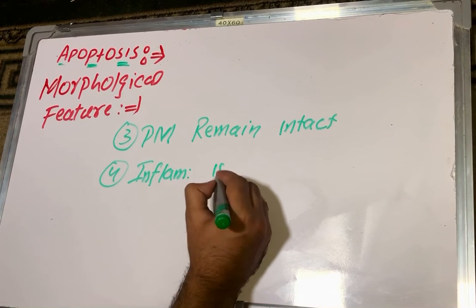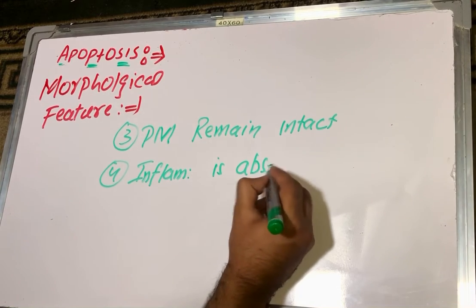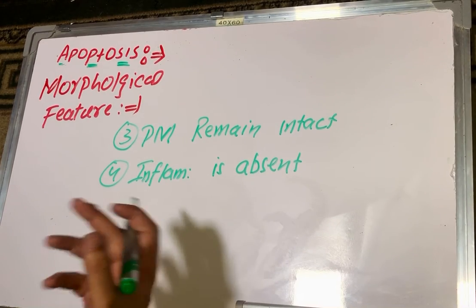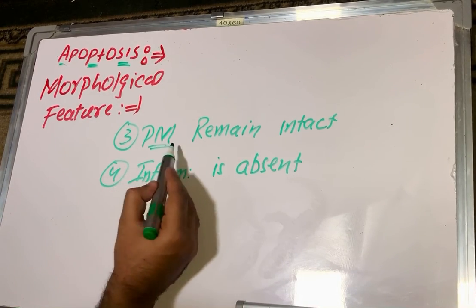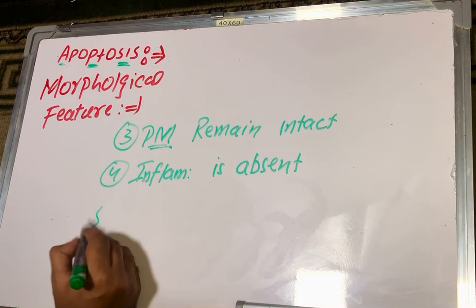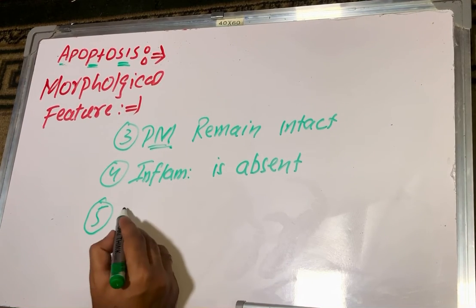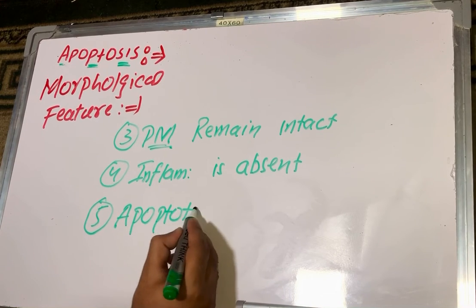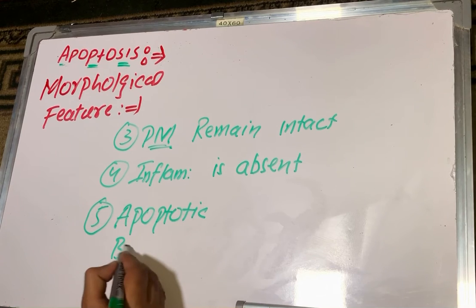Inflammation is absent during the process of apoptosis. Why is inflammation absent? Because the plasma membrane is intact and the intracellular enzymes will not leak out into the tissue. Number 5, apoptotic bodies are formed.